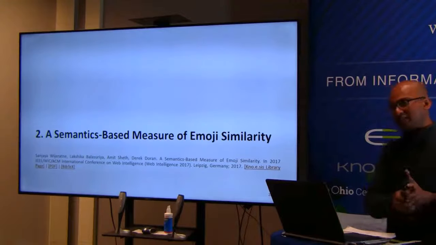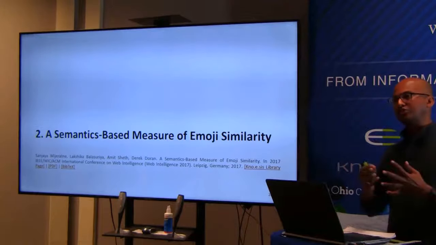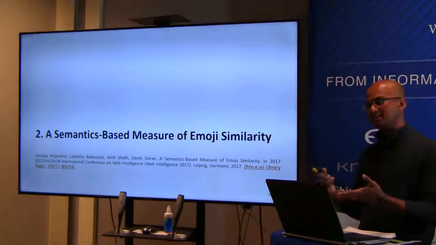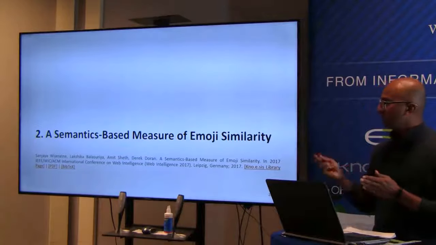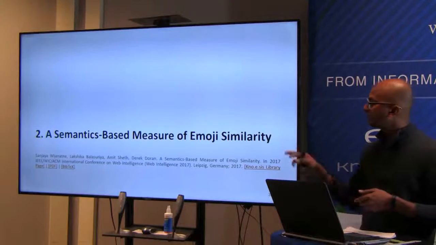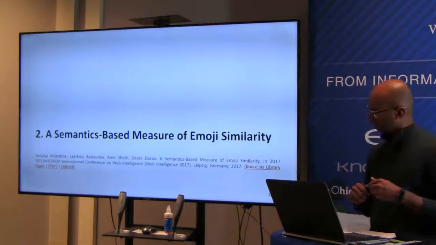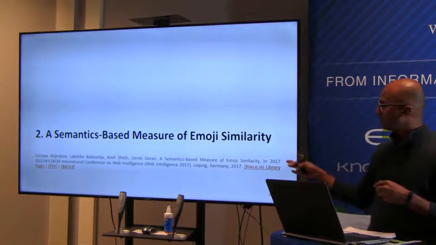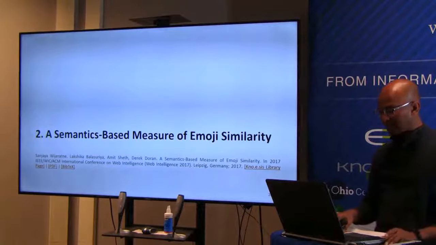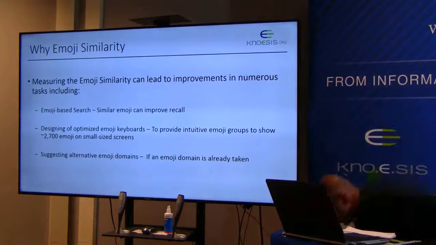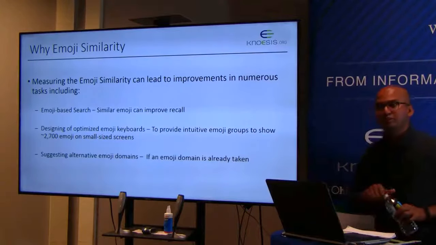So we came up with this dataset, and then we wanted to see whether we can use this dataset to address new problems. The first problem that we picked up was the problem of emoji similarity calculation. We published this work in the Web Intelligence Conference 2017. So let's look at why emoji similarity is an important problem.